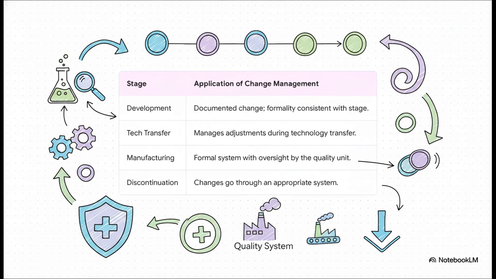And this is a perfect example of how the model adapts. Let's take that change management pillar we just talked about. In early development, change is happening all the time, right? So the system is a little less formal. But by the time you're in commercial manufacturing, making medicine for thousands of people, yeah, that same system becomes highly structured, very formal, with serious oversight. It's the same principle, just applied in a way that makes sense for this specific stage.